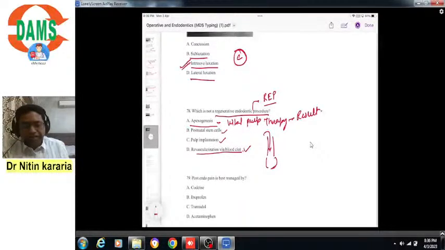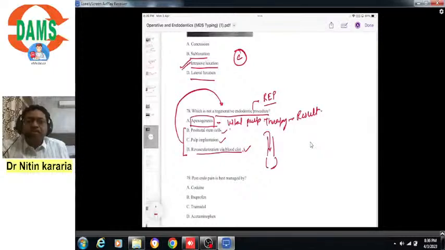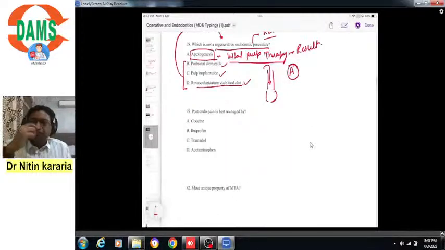So I would say B, C and D are part of REPs, and apexogenesis is a part of your vital pulp therapy, which results in continued root development. So answer to this question would be A. It is not a regenerative endodontic procedure. See, apexogenesis may be the result of pulp regeneration, but it is not a procedure. Coming over to the next question.